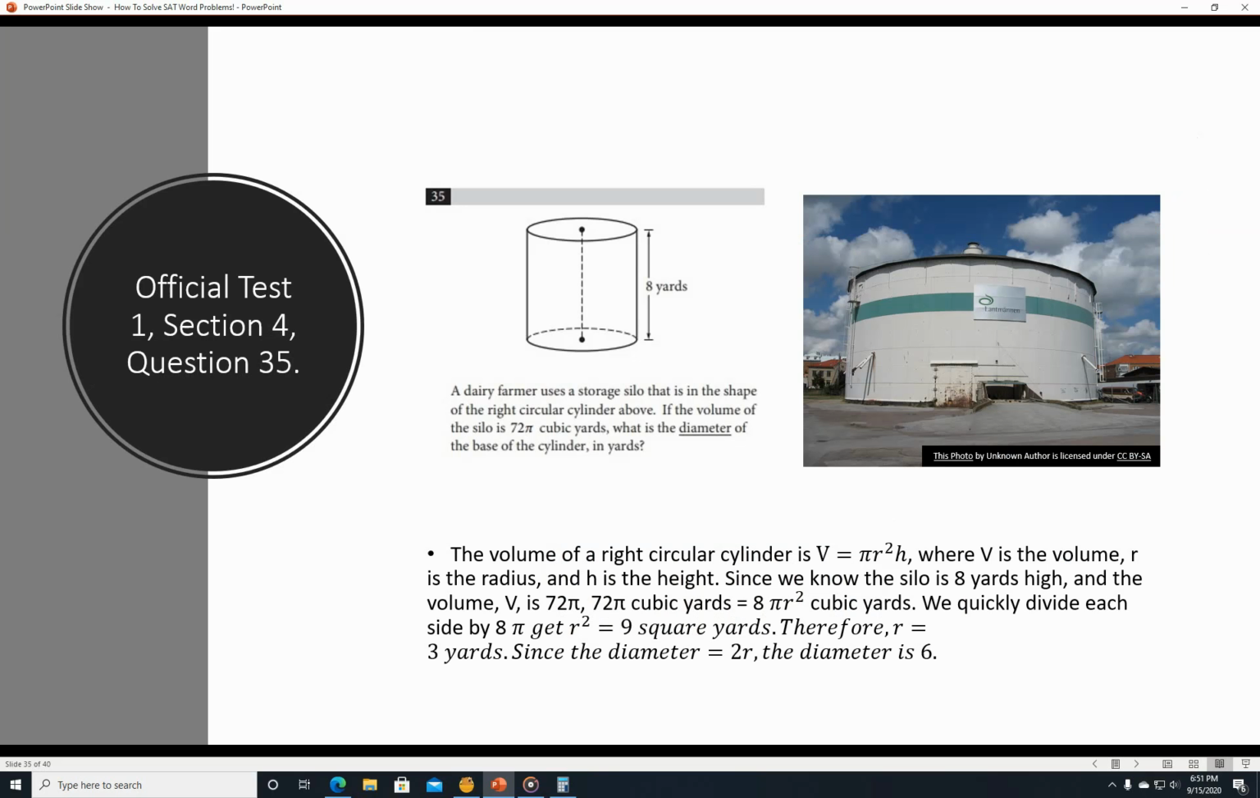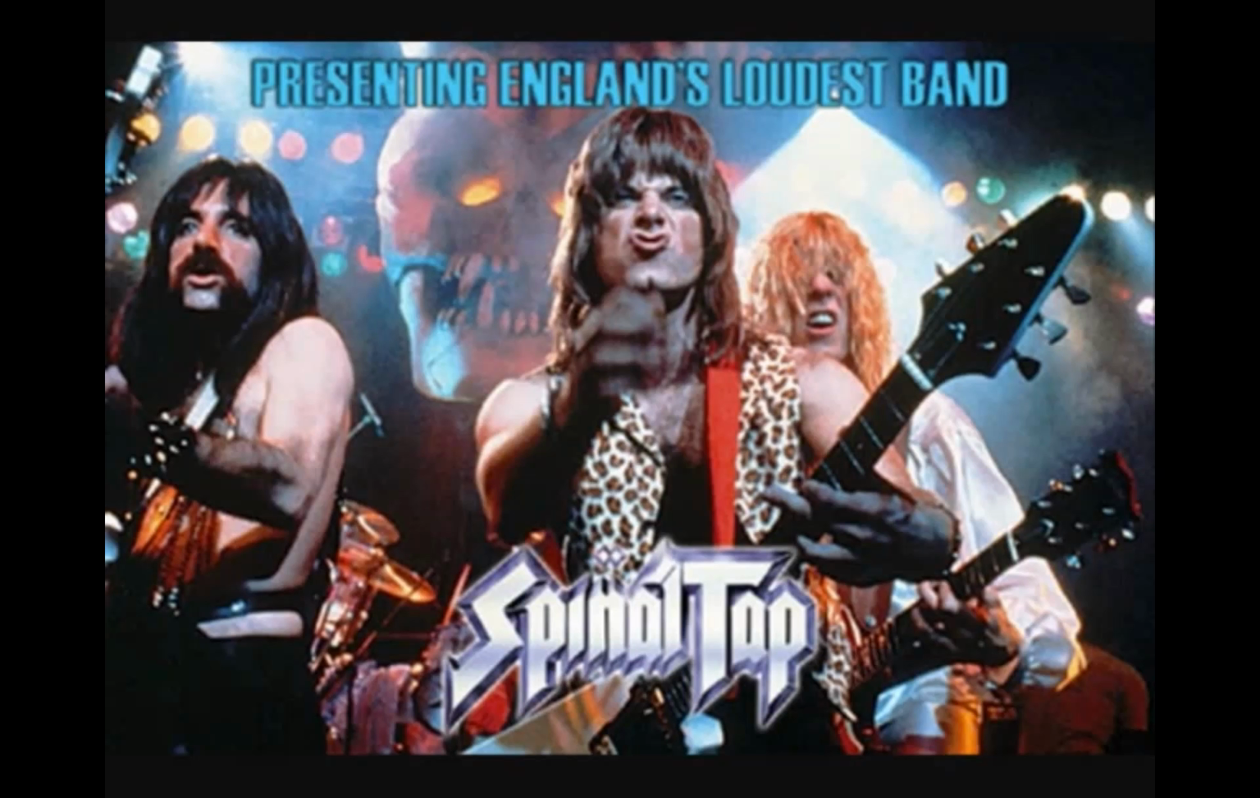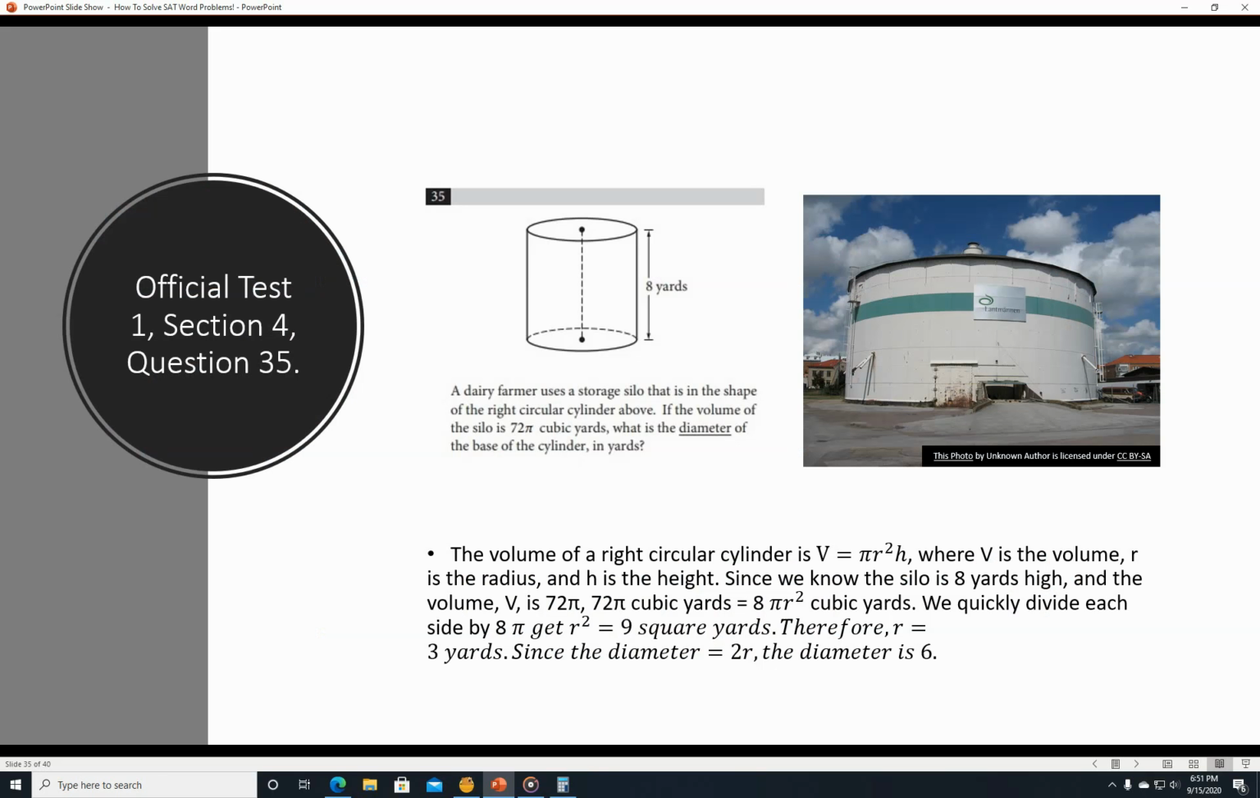Anyway, if the volume of the silo is 72 pi cubic yards, what is the diameter of the base of the cylinder in yards? Well, the volume of a right circular cylinder is volume equals pi r squared h, where v is the volume, r is the radius, and h is the height. Since we know the silo is 8 yards high, and the volume v is 72 pi, we know 72 pi cubic yards equals 8 pi r squared cubic yards. So we can immediately divide each side by 8 pi to get r squared is equal to 9 square yards.